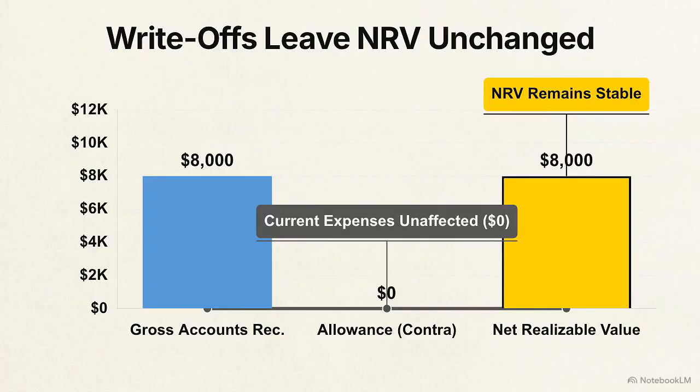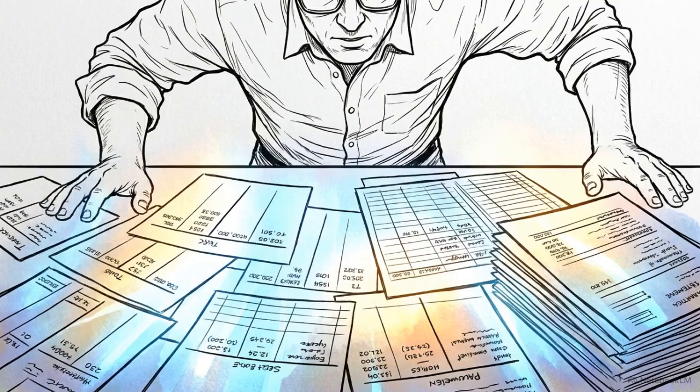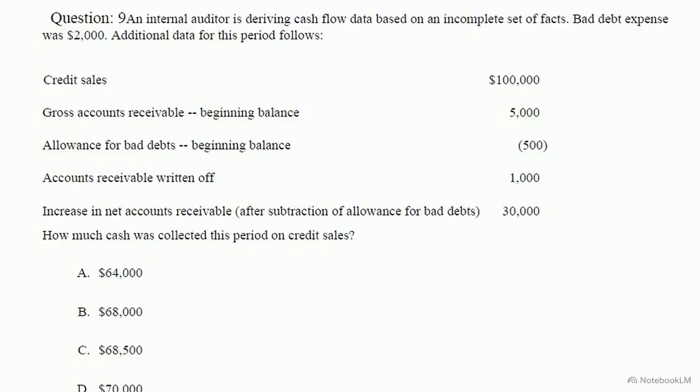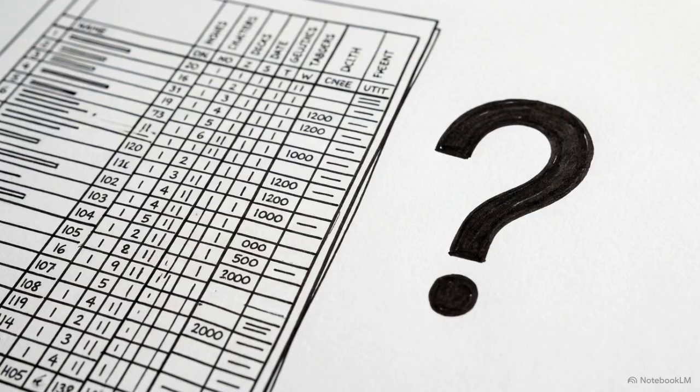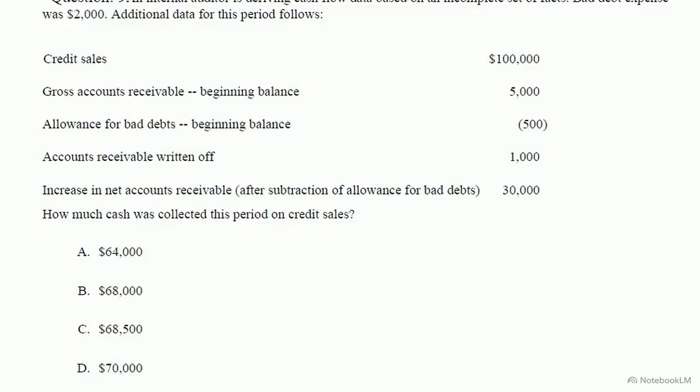Financial professionals and internal auditors rarely receive perfect information. They frequently must derive operational truths from incomplete financial snapshots. This problem set provides specific facts for a single period. We have the beginning gross receivables, the beginning allowance, credit sales, bad debt expense, and total accounts written off. The central mystery is stated at the bottom. Based on these disparate accounting entries, calculate the exact amount of cash collected from customers during this period.